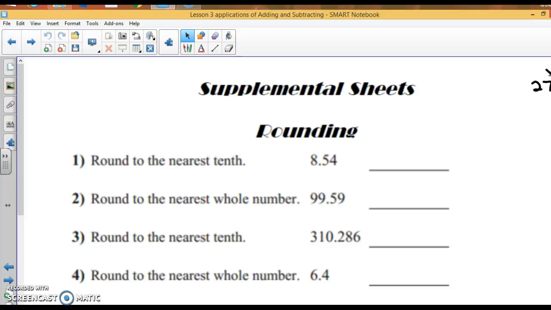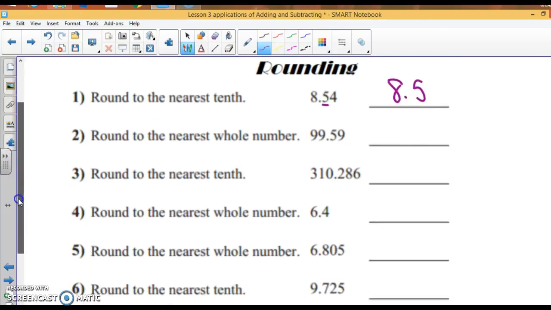So, round to the nearest 10. The 5 is in the 10th spot. So I look to the right, it's a 4. 5 or above, give it a shove. 4 or below, let it go. So it's just going to be 8.5 or 8 and 5/10 because that 4 means the 5 stays the same. Let's take a look at the next one.